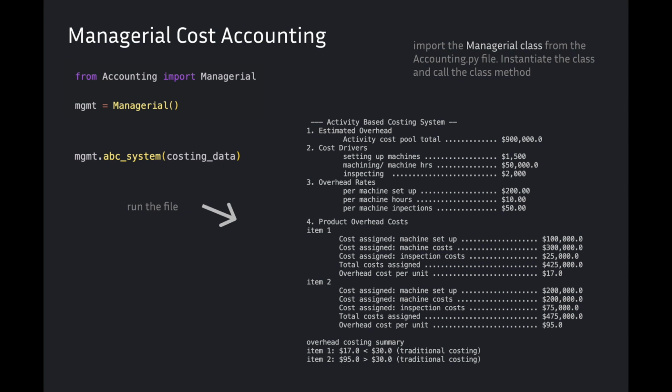This video is about activity-based costing system. We have a method from our class and pass in the costing data. The manufacturing activity-based costing between two items is shown. At the bottom of the costing is the overhead costing summary comparing each item to the traditional costing method. I will show you how to make this function method now.